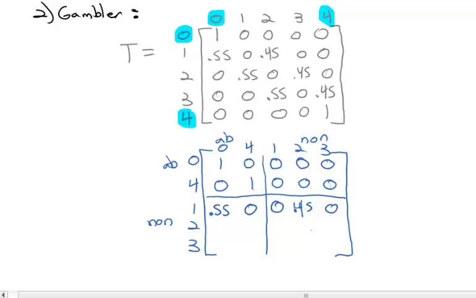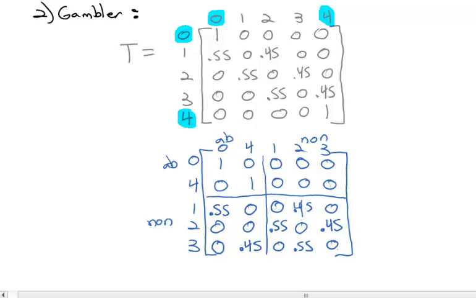From 2 to 0, no chance. From 2 to 4, no chance. From 2 to 1, that's a loss with a probability of 0.55. 2 to 2 is not happening, but 2 to 3, that's a win, probability of 0.45. To go from 3 to 0, not a chance. From 3 to 4, 0.45. From 3 to 1, not a chance. From 3 to 2, that's a loss at 0.55. And then from 3 to 3, the probability is 0.